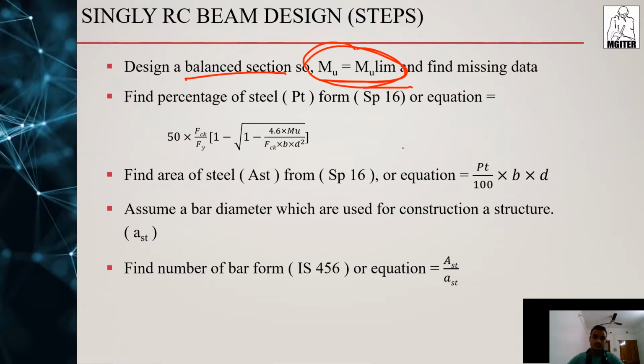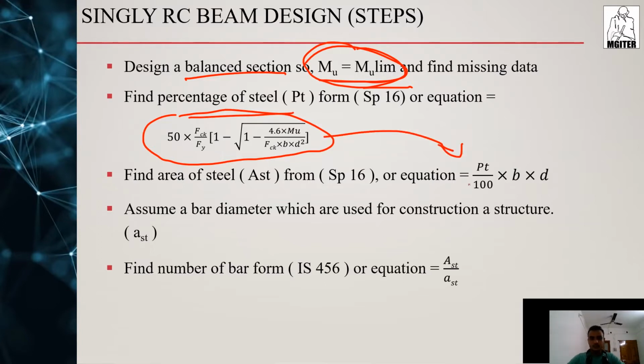Okay. After Mu is equal to Mu limit, we have to find pt. This is the equation of pt: pt equals fck upon fy into 1 minus under root of 1 minus 4.6 Mu upon fck b d square. By finding pt, this equation gives the percentage of steel. After finding pt, we put this value in this equation: pt by 100 into b into d. It gives the area of steel.